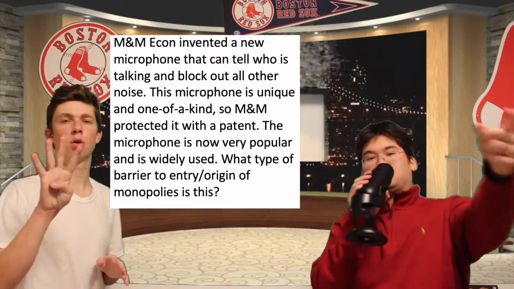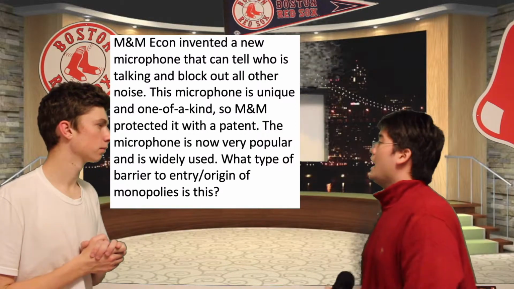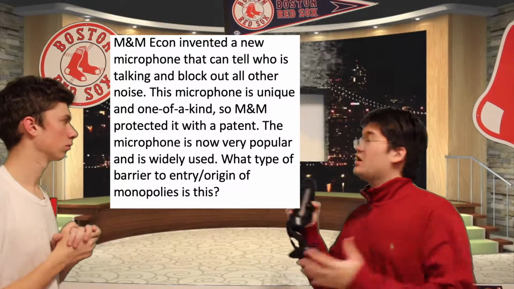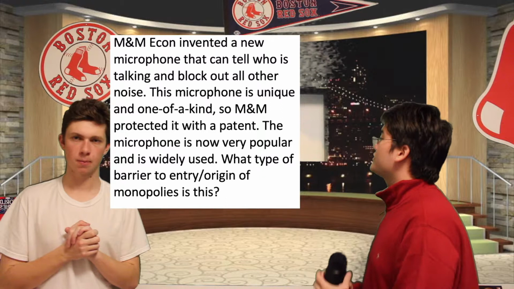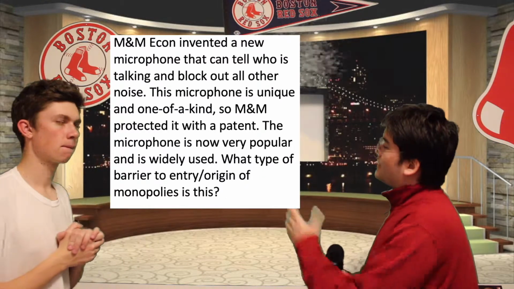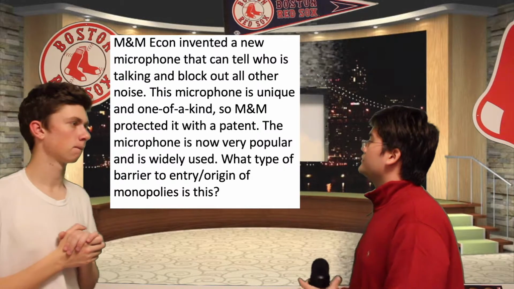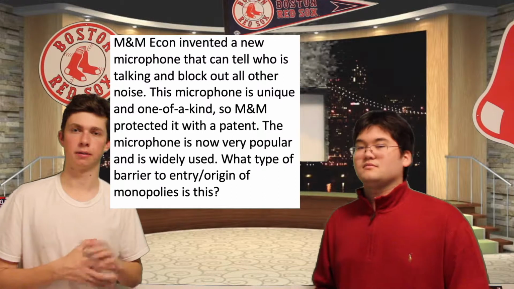Now that we've gone over the 4 origins of monopolies, let's test out what you remember with a practice problem. Eminem Econ invented a new microphone that can tell who is talking and block out all of their noise. This microphone is unique and one of a kind, so Eminem protected it with a patent. The microphone is now very popular and is widely used. What type of barrier to entry or origin of monopolies is this? Pause the video and give this a try.